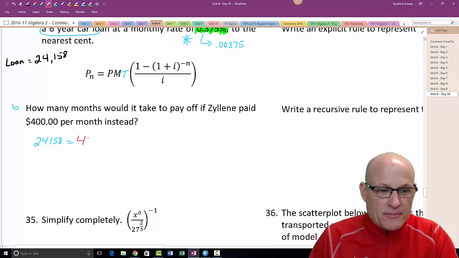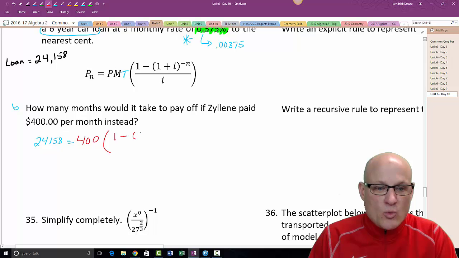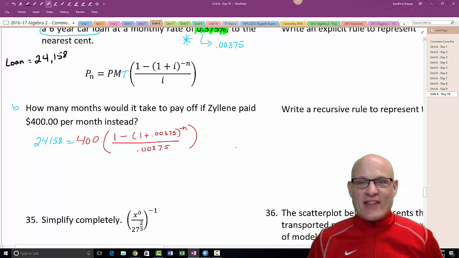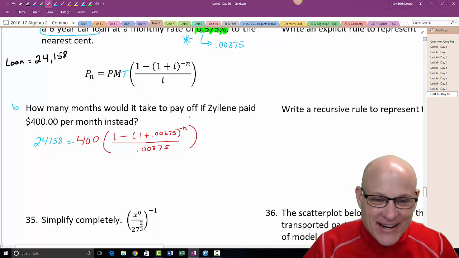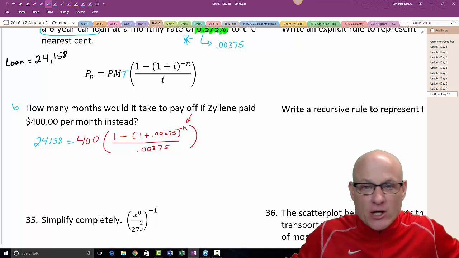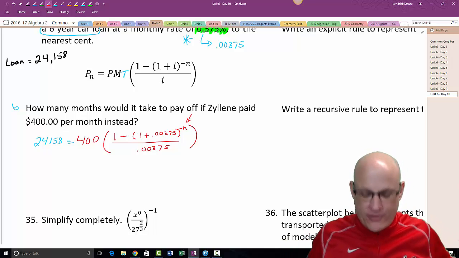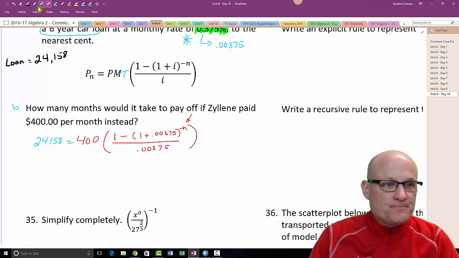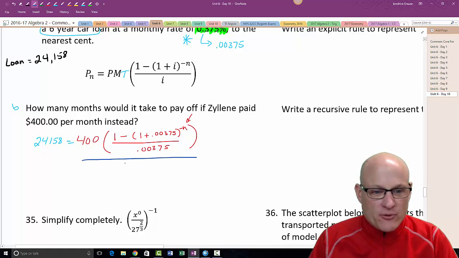So we know our payment. What we don't know is the number of months. So 1 minus 1 plus 0.00375 to the negative n, all over 0.00375. At first glance, I have to solve for that little tiny n sitting right there, and you're probably saying to yourself, what? How in the world am I going to solve for that little tiny n? All right, let's start by doing the normal thing. Get the weird thing alone. So we're going to divide by 400.